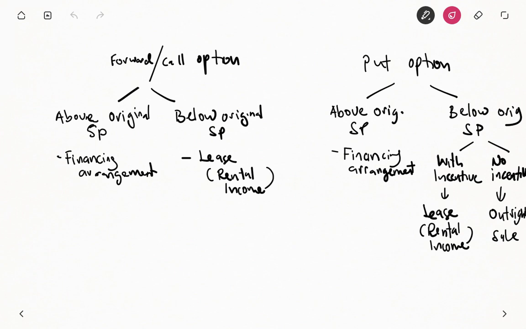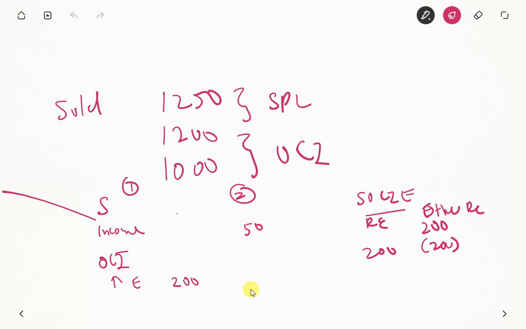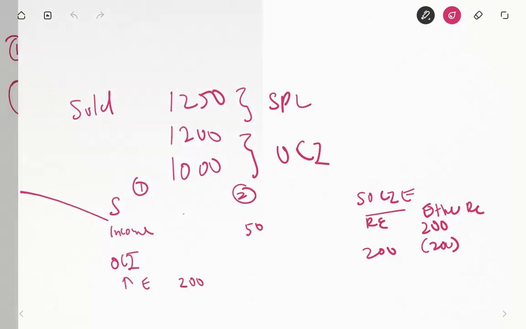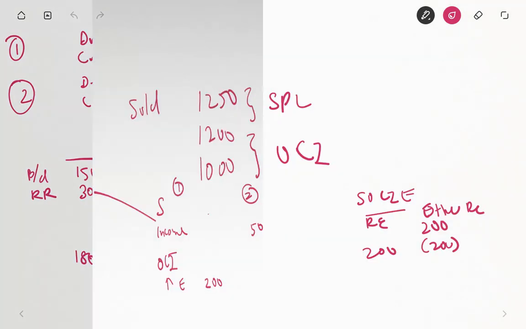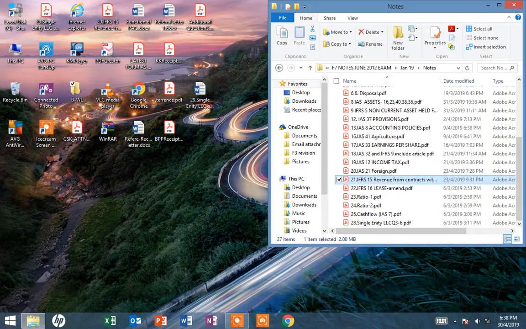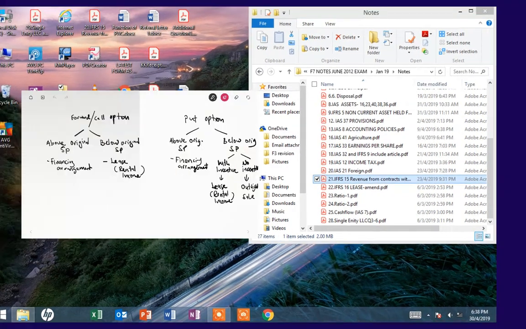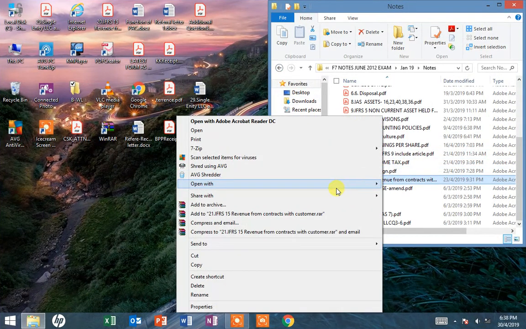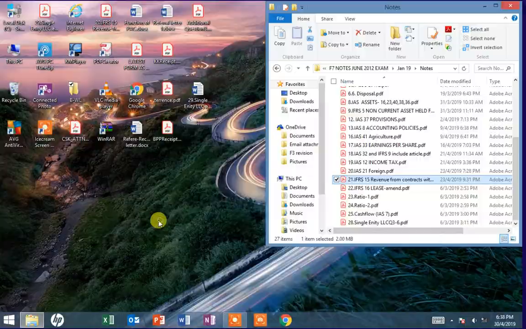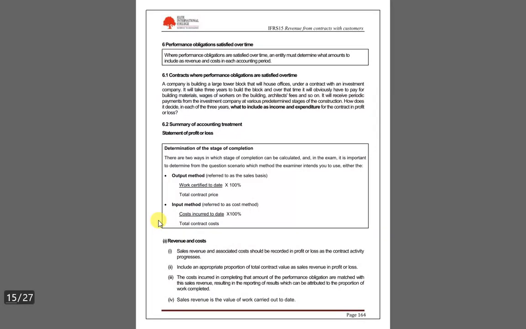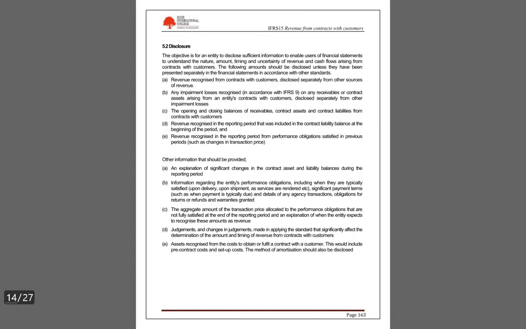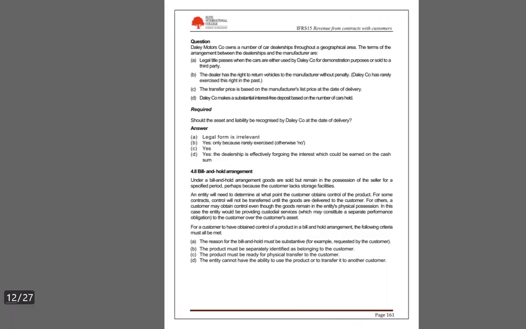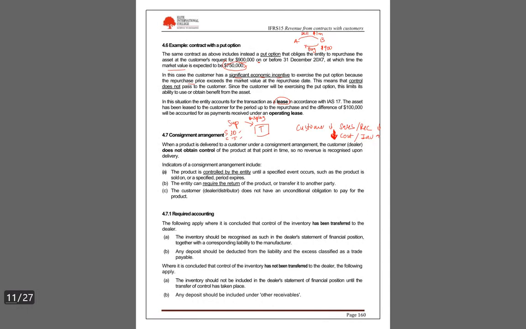Okay, IFRS 15 is on your revenue. The 5-step model. COPAR, right? COPA. C stands for the contract.